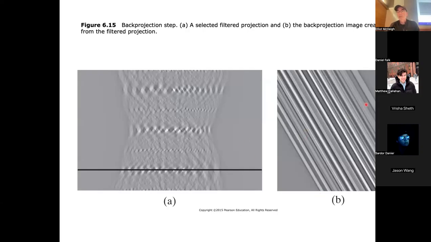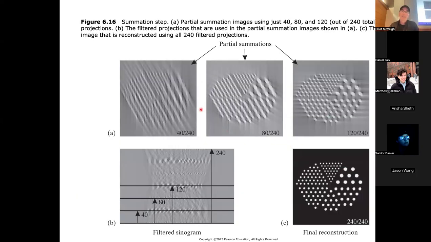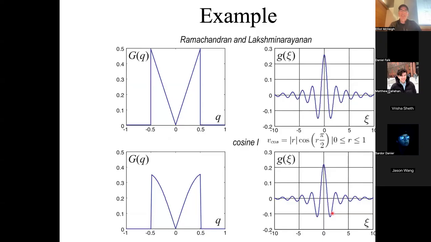When you back project those things, this is back projection of G star L theta. This is what one of them looks like back projected. And then when you put them all together, this is 40 of them put together, 80, 120 at different angles. And then you finally get back the actual object, right? So zero background, disks, the whole thing. Okay.